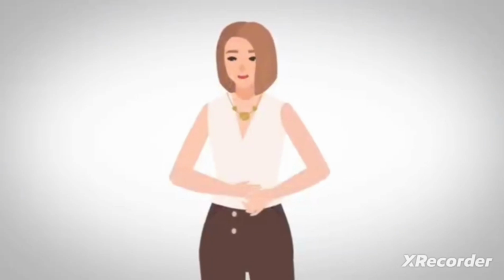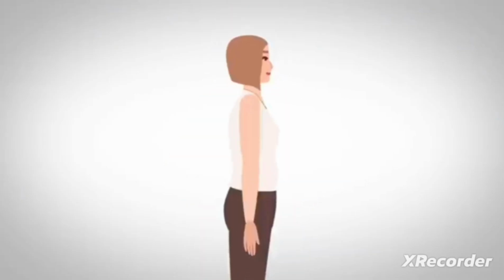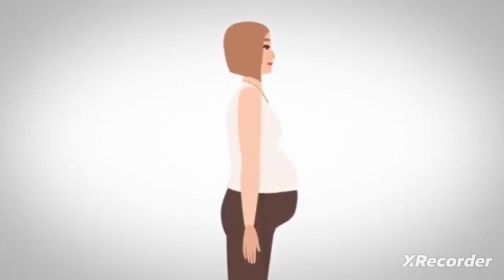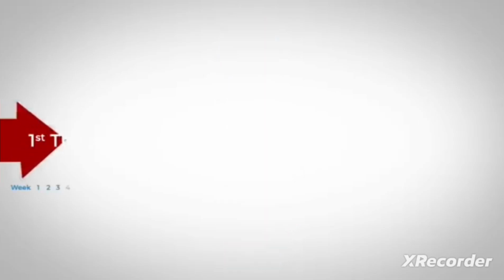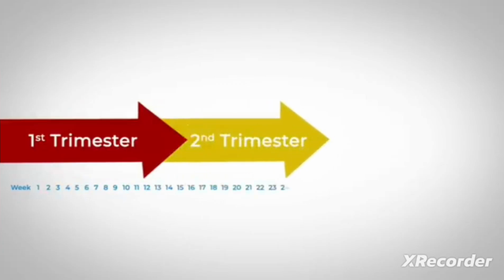This animation will show how your baby develops during pregnancy. Pregnancy usually lasts around 9 months or 40 weeks, and it is divided into 3 trimesters. The first trimester is from week 1 to week 12. The second trimester is between weeks 13 and 27, and the third trimester is from week 28 until birth.